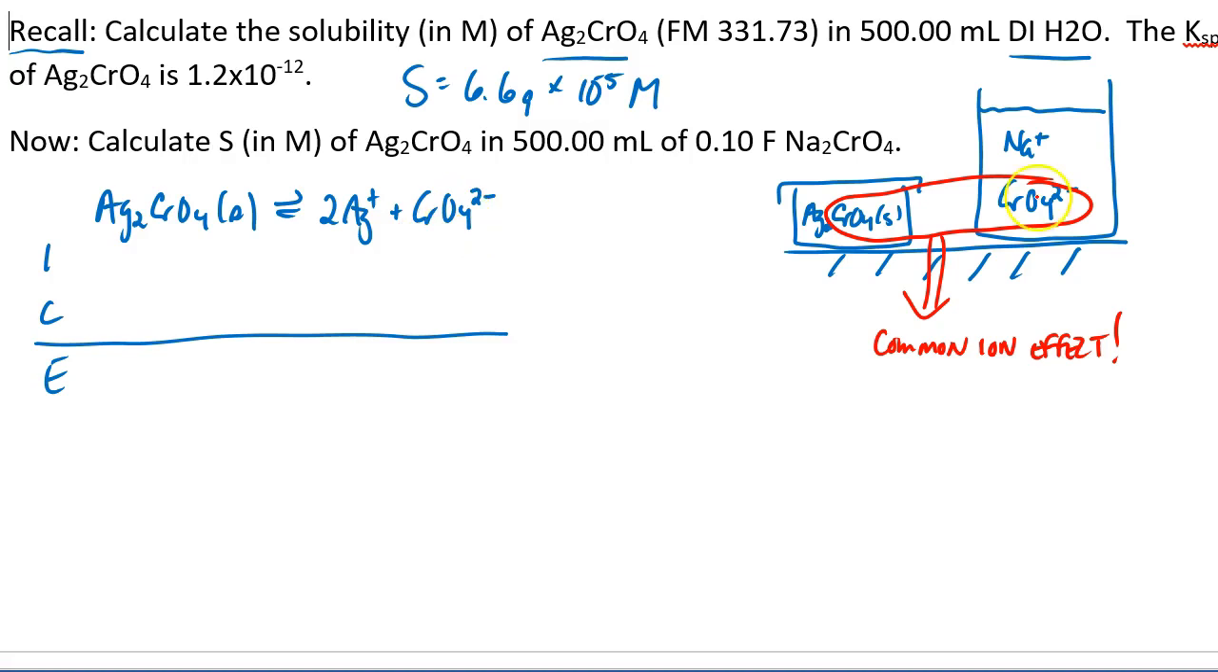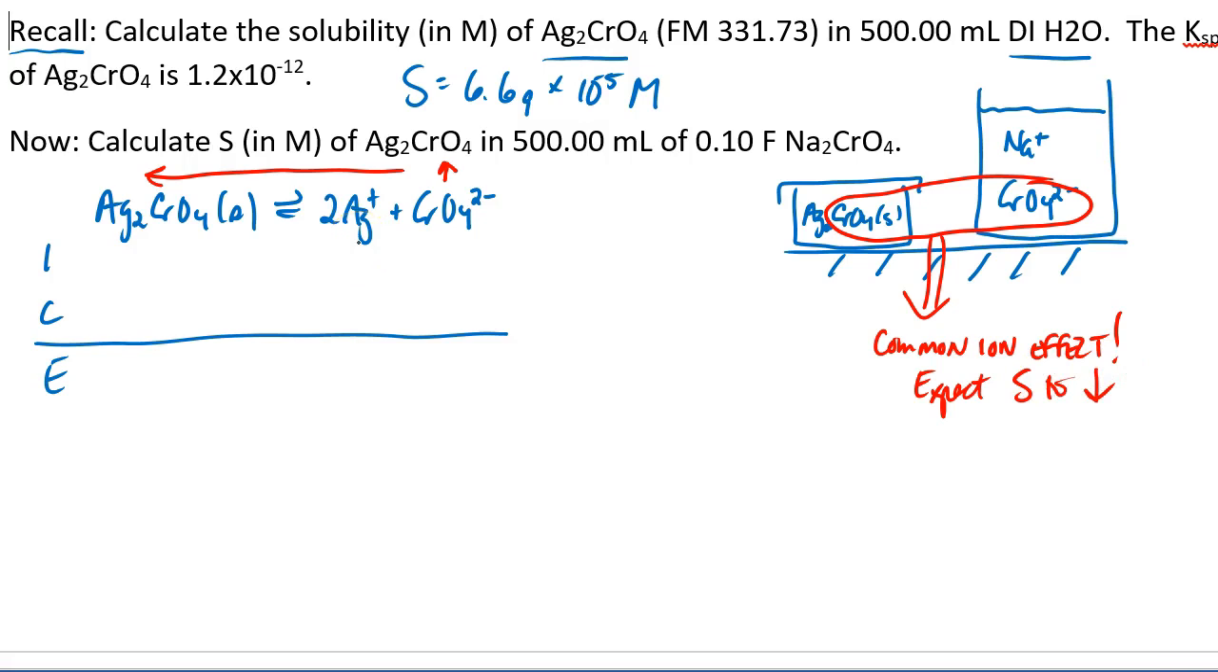Well, you've increased chromate in the solution, and according to Le Chatelier's principle, that's going to shift this equilibrium to the left. So in the presence of this common ion, we would expect the solubility to decrease. So if we get a solubility greater than this number here, we might want to be concerned. So again, we expect the solubility to decrease.